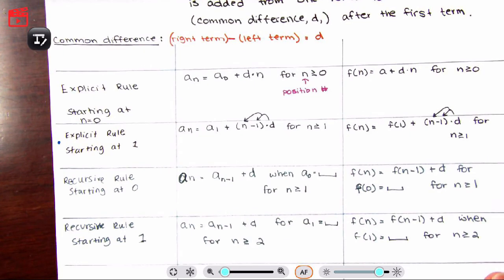Okay, so these are the formulas that you're going to need. Again, we're going to most often than not use the explicit rule starting at 1. However, you do need to identify all of them. So if I give you something in any of these formulas, you need to tell me what the common difference is. You need to tell me what a sub 1 is. You need to tell me what a sub naught is if that is the equation given.